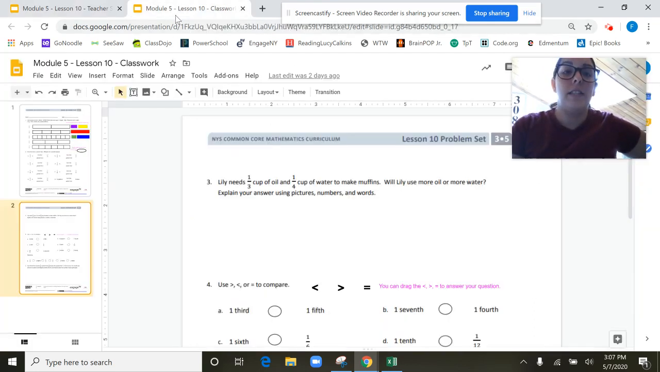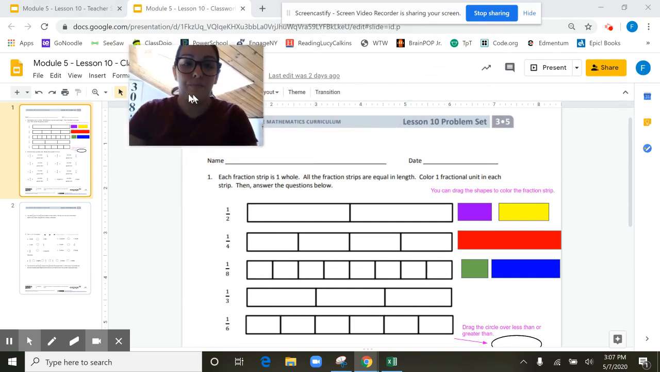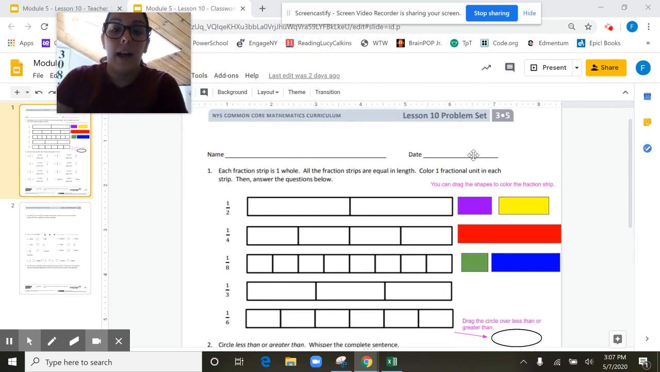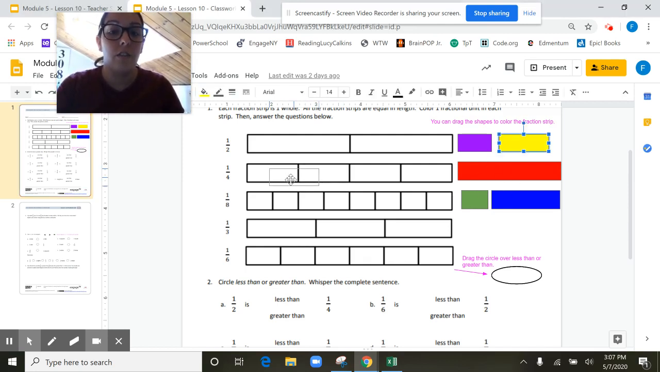Okay, what you are going to do today in your classwork page, I'm just going to explain it to you really fast. When you are working on this, you have your fraction strips here. They are all equal sizes and they've been divided equally. You need to color in 1 fractional unit for each strip. I have colored these for you. I've done the shapes. You need to drag the shape over to the one that fits. You notice that it doesn't fit in the eighths. Does it fit in the thirds? Nope. Does it fit in the halves? No. Does it fit in the fourths? Yes. Okay, you can drag it and put it in there.